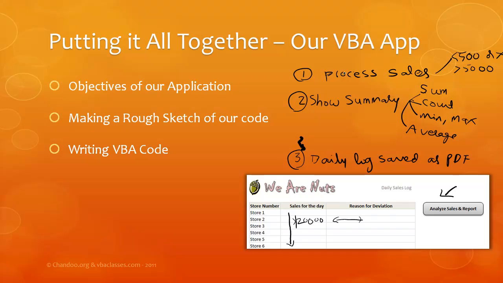So these are 3 tasks of our VBA application: processing the sales, showing the summary, and saving the report. I don't know what to call this button, so I have called this analyze sales and report. You could call this anything. You could call this like, you know, throw some pixie dust and it would still work. The second step of our application is, once we understand these objectives, once we have clearly defined what they are, then we need to build a rough sketch of our code.